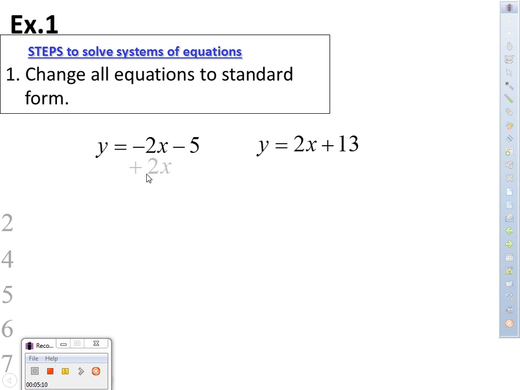Add 2x to both sides. So these cancel. We're left with 2x plus y equals -5. I want you to make the other one in standard form by yourself. Go.